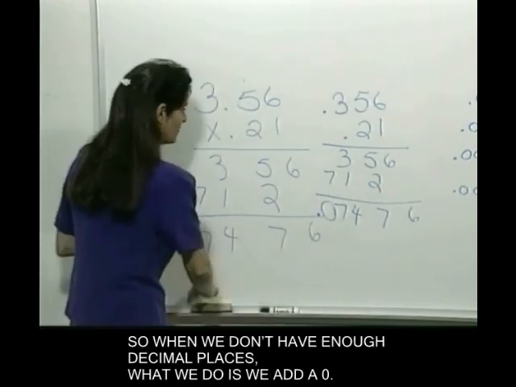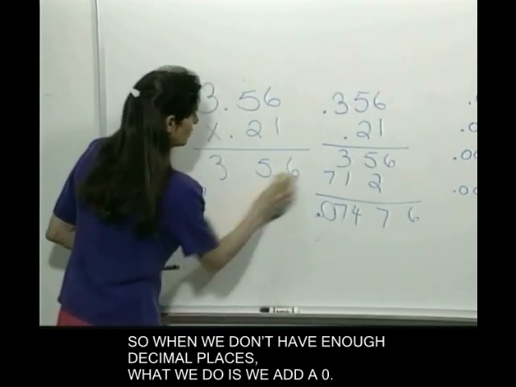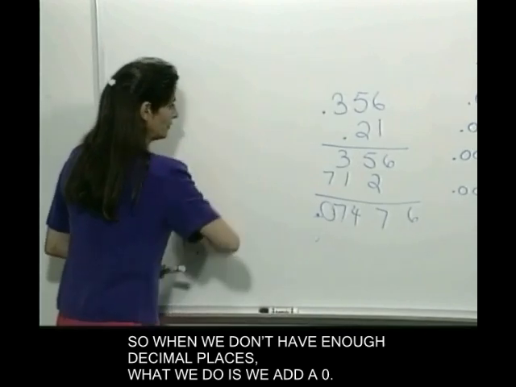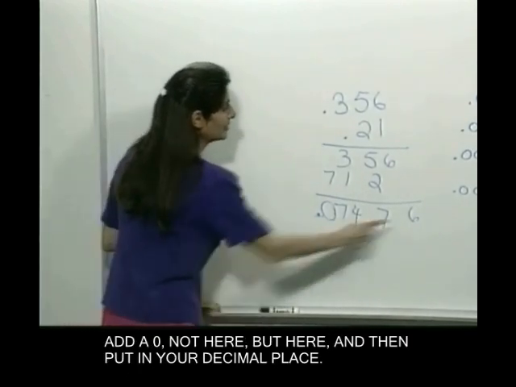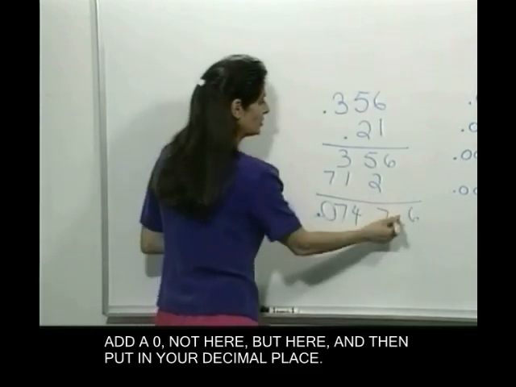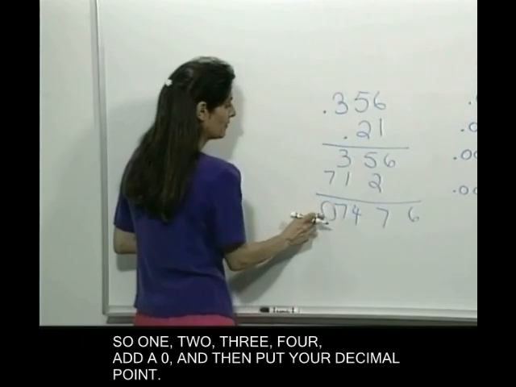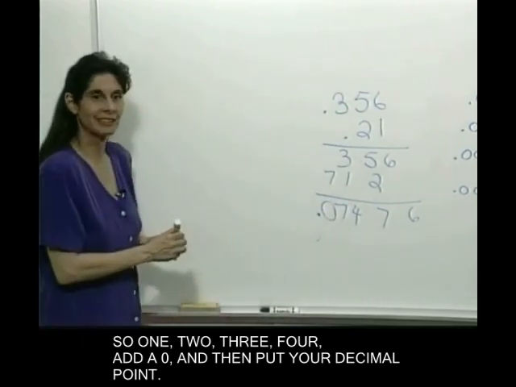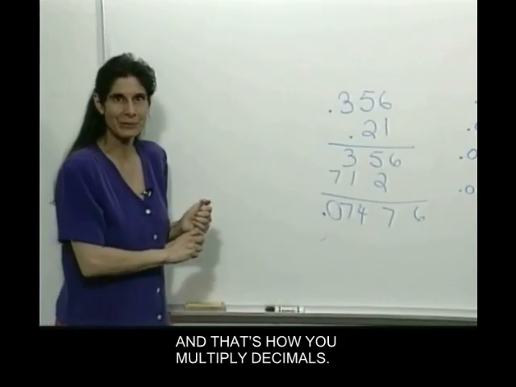So when we don't have enough decimal places, what we do is we add a 0, not here, but here, and then put your decimal place. So 1, 2, 3, 4, add a 0, and then put your decimal. And that's how you multiply decimals.